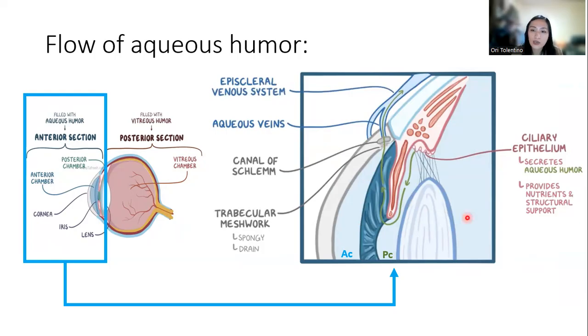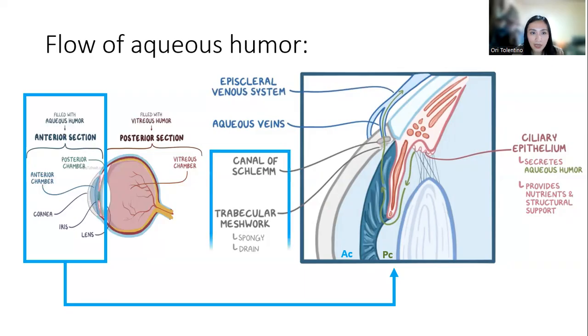As mentioned, this aqueous humor is produced by the cells of your ciliary body, the ciliary epithelium. It's located at the posterior chamber. Remember, the ciliary body surrounds the lens in the posterior chamber. First, the aqueous humor flows into the posterior chamber, goes through the pupil, and into the anterior chamber. And it is drained into the periphery of the cornea at the limbus using the two structures earlier.